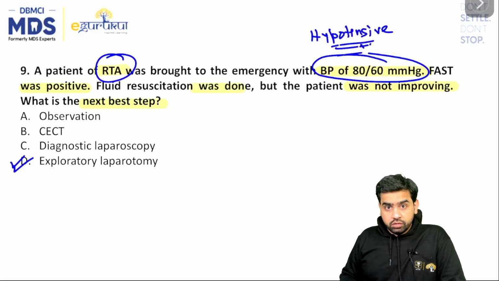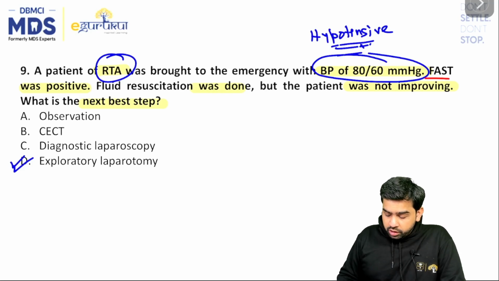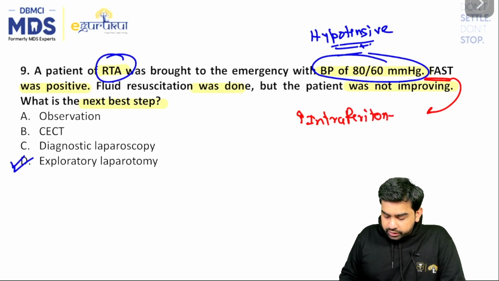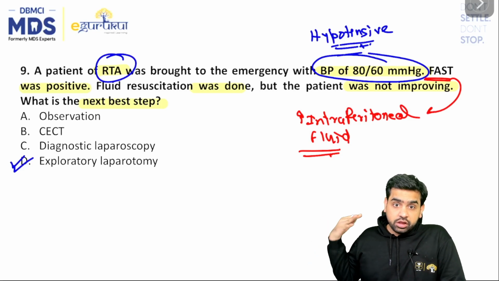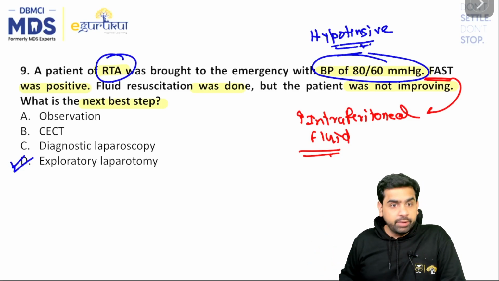Now the FAST was done. FAST is positive. So what does FAST tell you? FAST basically tells you that there is increased intraperitoneal fluid. If the FAST is positive, this is an indirect indication that there is some significant intra-abdominal injury in this patient.